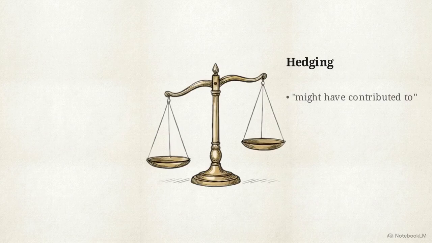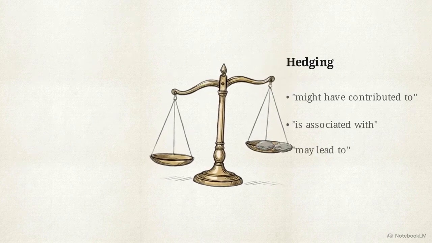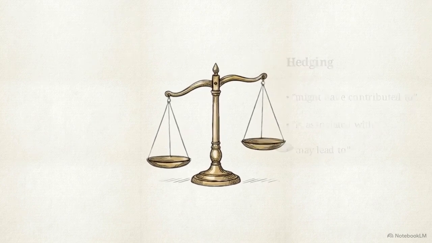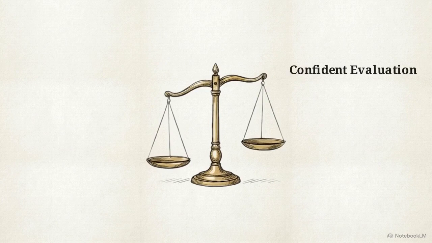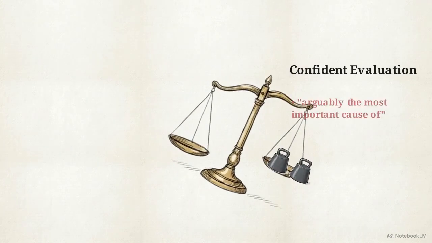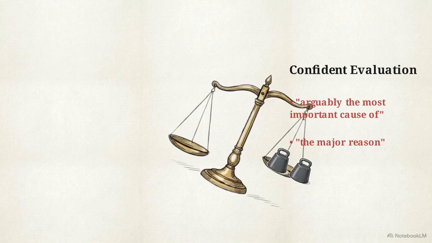You might say a factor might have contributed to a problem or is associated with an outcome. The scale tips, but only slightly. Contrast that with the language of confident evaluation. When you have the hard evidence to declare the primary culprit in your investigation, you use bold phrases. You state that a factor is arguably the most important cause of, or the major reason for the crisis.